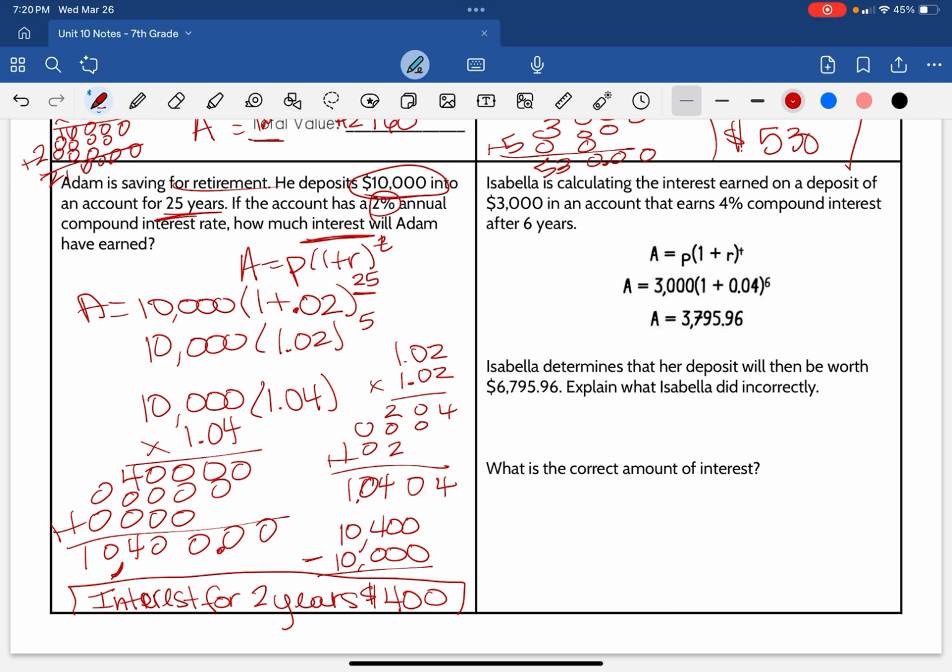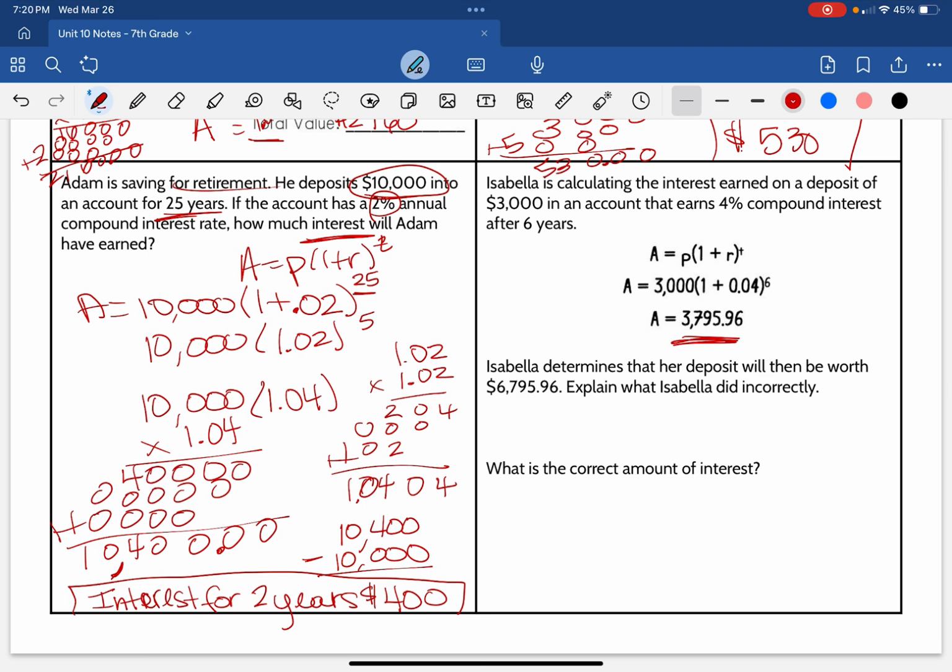Okay, last one. Isabella is calculating the interest earned on a deposit of $3,000 in an account that earns 4% compound interest after 6 years. Okay, so this is all the math on that. They're telling you the total that she ends up with is $3,795.96. Isabella determines that her deposit will then be worth $6,795. Explain what she did incorrectly.